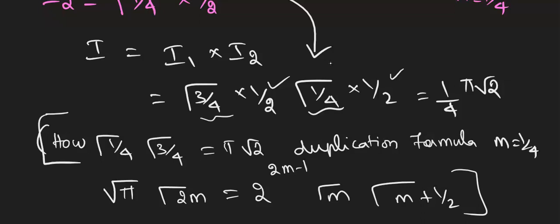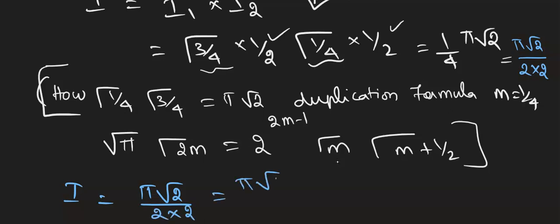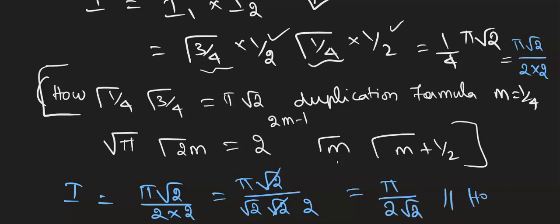So what have they asked to prove? They have asked to prove pi by 2 root 2. No harm, it is the same, right? Just simplification is left over. Pi root 2 by 4. I can write 4 as 2 into 2. Pi root 2 by 2 into 2. This 2 I can write in the denominator again as root 2 into root 2. 1, 2 I will keep as it is. This and this get cancelled. Pi by 2 root 2. This is what you have to prove. Hence proved.